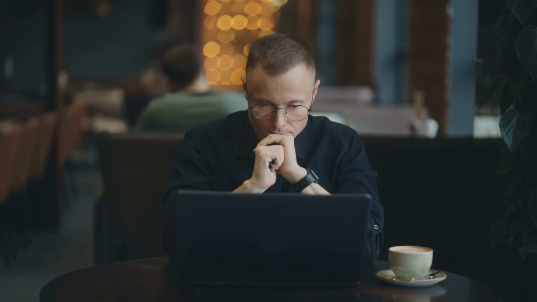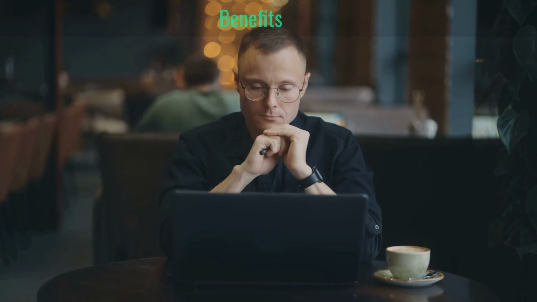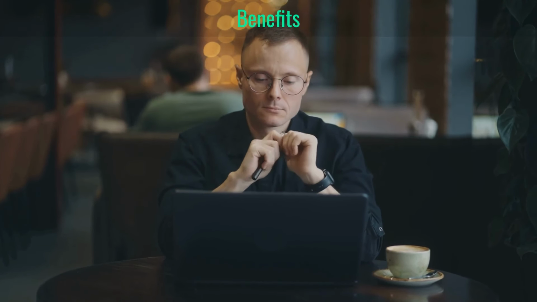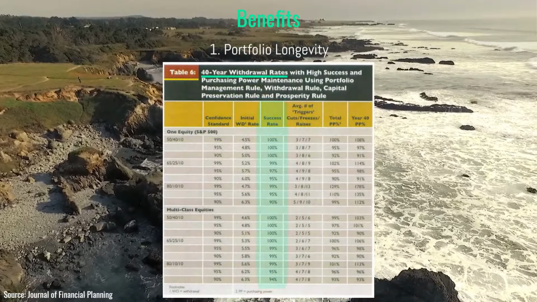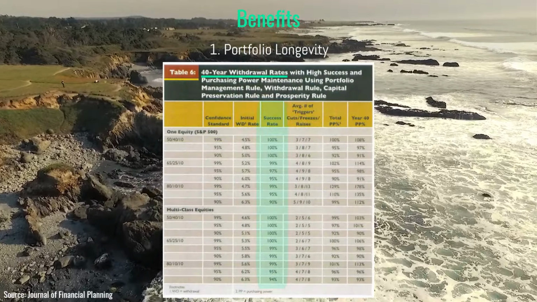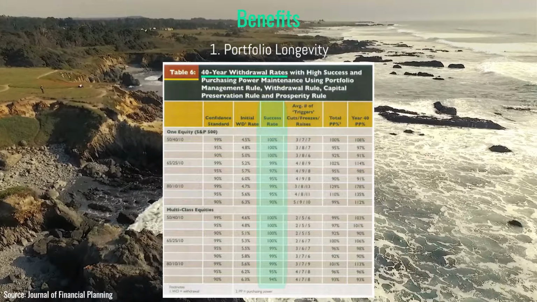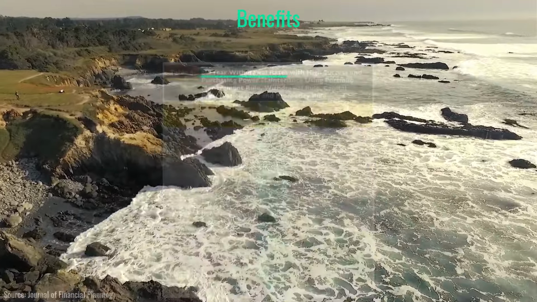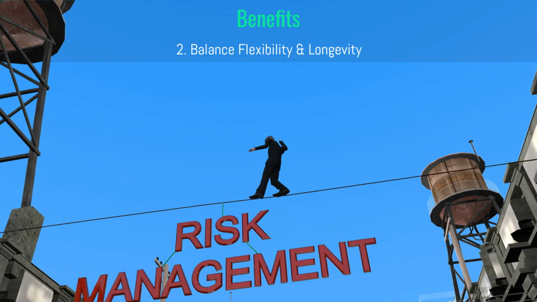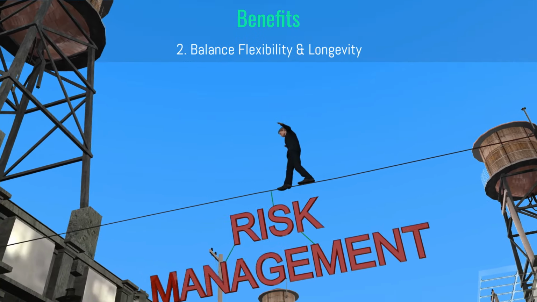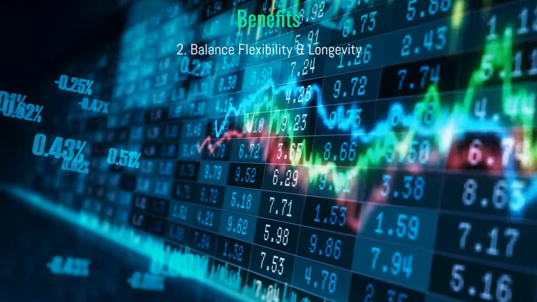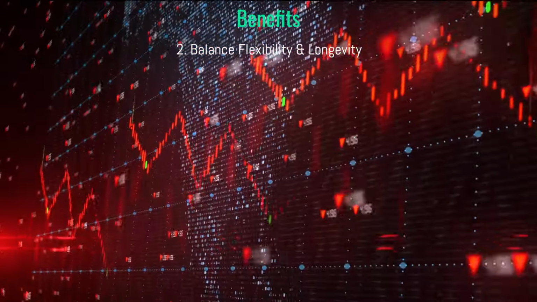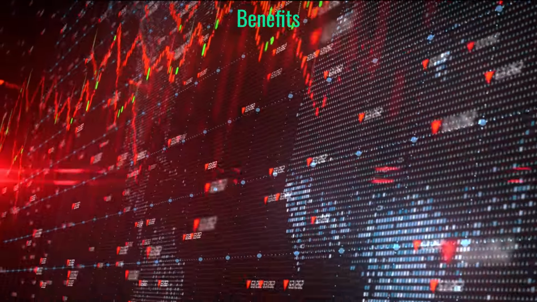This leads nicely to the pros and cons. The pros are quite obvious, so I'll keep these brief. First, the decision rules improve portfolio longevity, by enforcing spending cuts when the portfolio drops below certain thresholds. Second, they help balance spending flexibility with longevity risk, by allowing spending increases when the portfolio grows, while enforcing spending cuts when the portfolio shrinks.